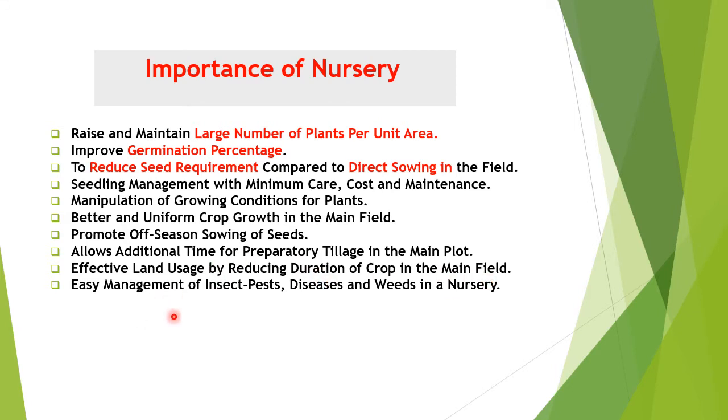Easy management of insect pests, disease, and weeds in a nursery as compared to direct sowing or open field sowing, and there is a difference between the two. So this falls under the importance of the nursery. There is an improvement in the germination percentage. There can be easy management of insect pests, disease and weeds.